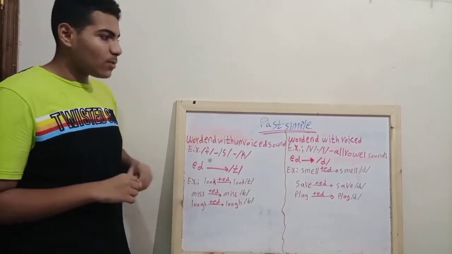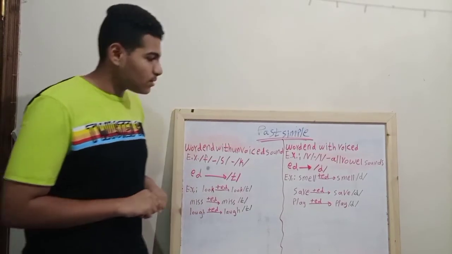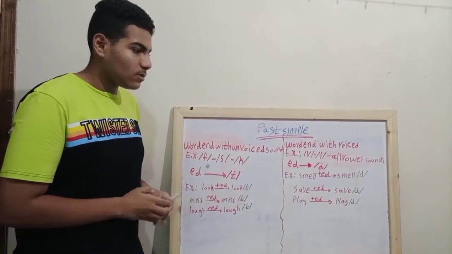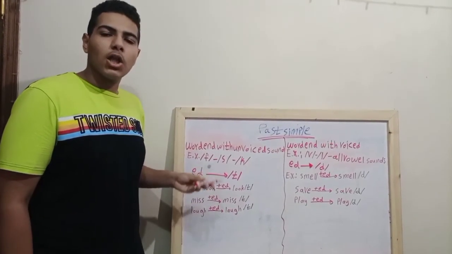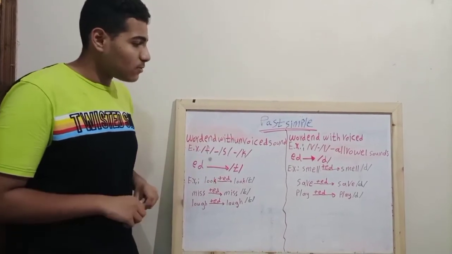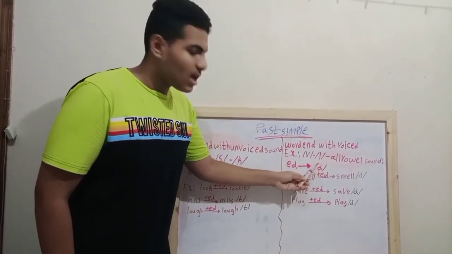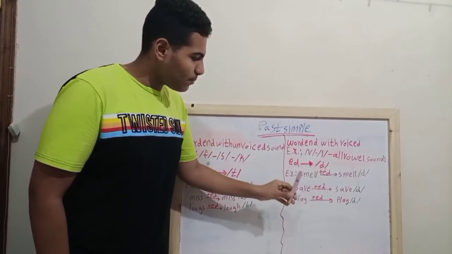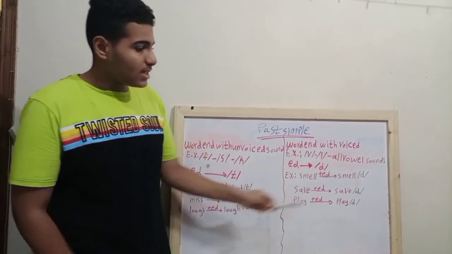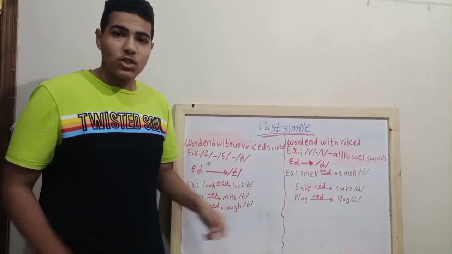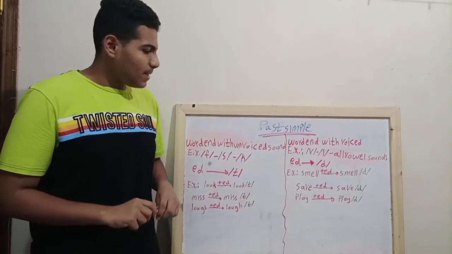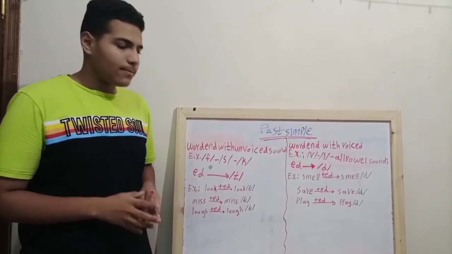But if there is any word that ends with a voiced sound, for example, the sound l, and any vowel sound, the ed is pronounced d. For example, smell, it will be smelled. Save, it will be saved. Play, it will be played.